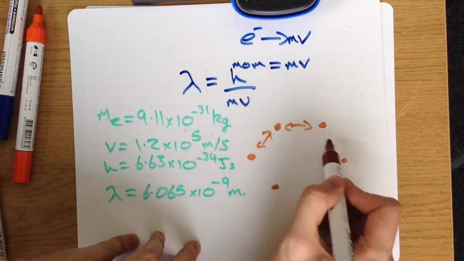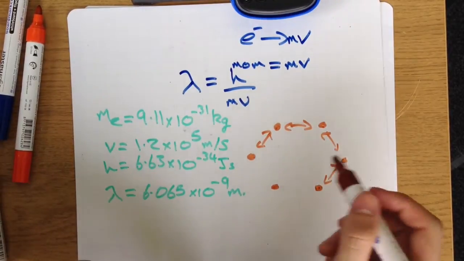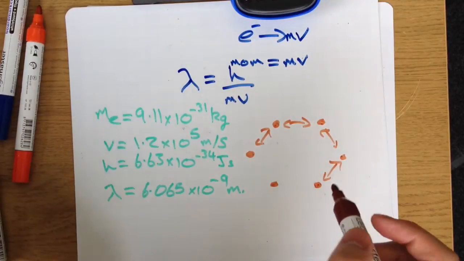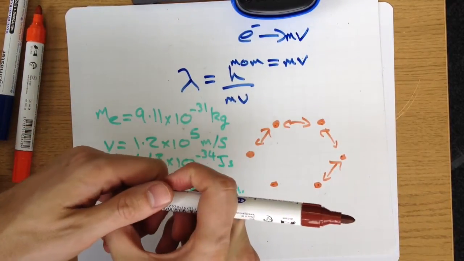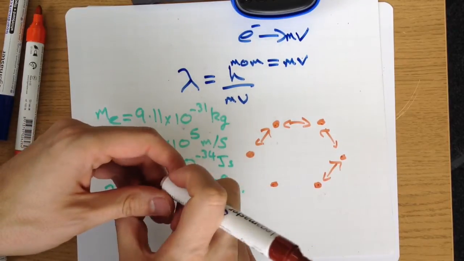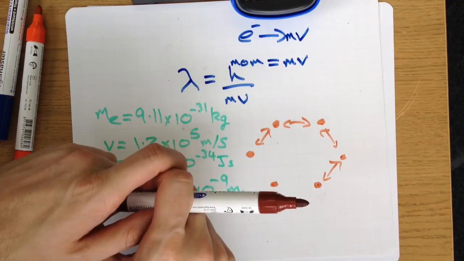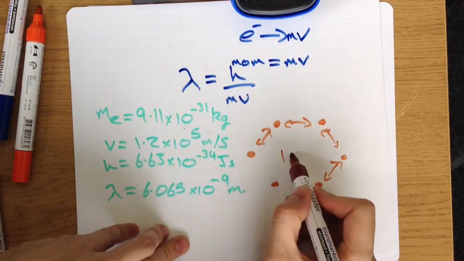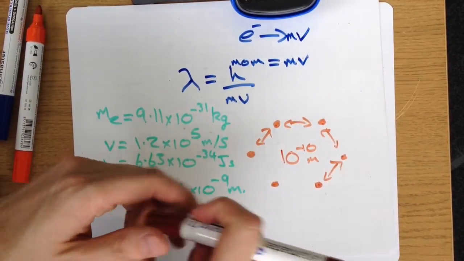So if we look at the atomic spacing in here, our spacing between atoms is going to be in the region of, well, what is that roughly? You're a chemist. 10 to the minus how many meters? I really should know this. Yes, you should. It's in the region of 10 to the minus 10 meters.